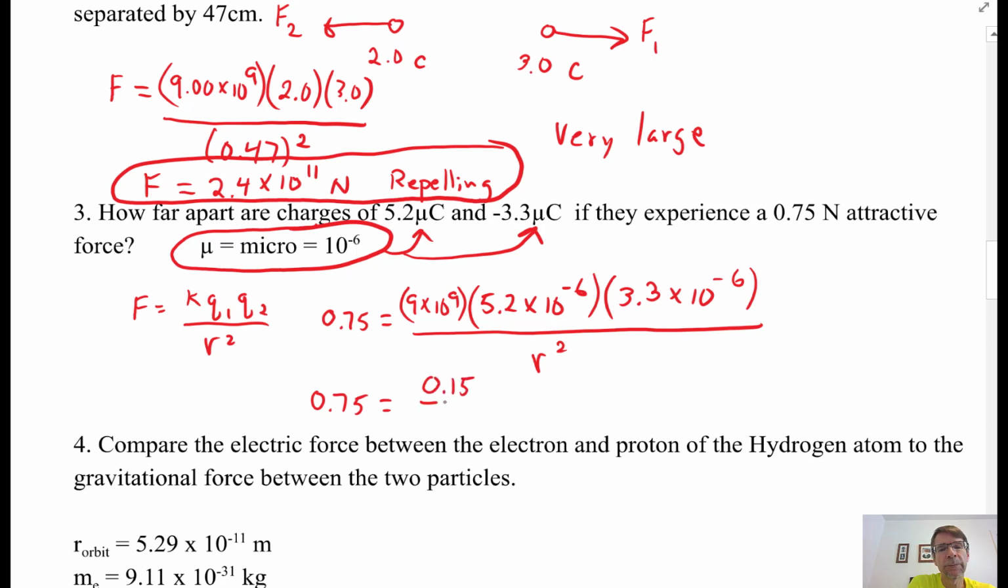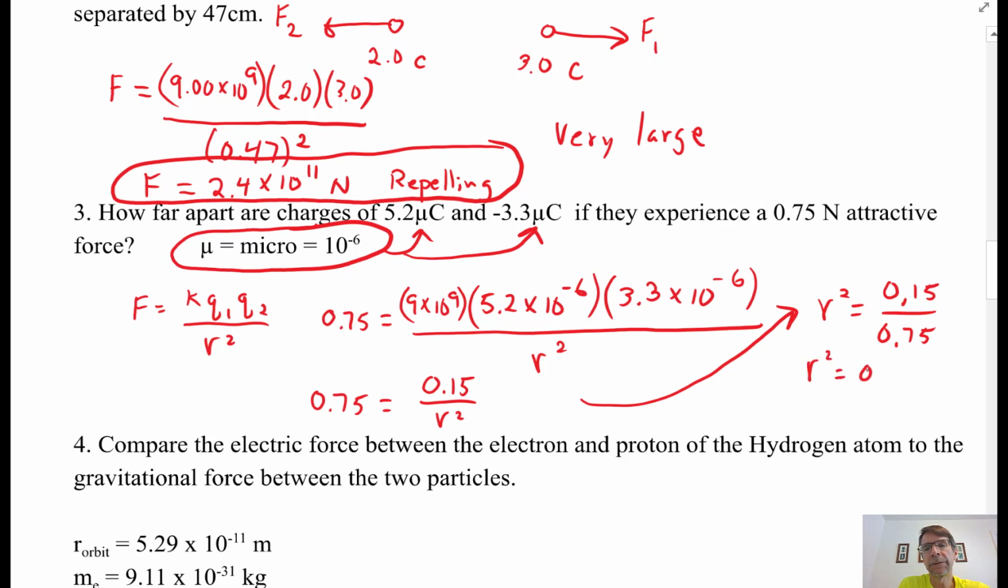0.15 over r squared. And then if you switch things around, I'm going to go over to the right here and just keep doing the algebra. That means that r squared equals 0.15 divided by 0.75. That's algebraically equivalent. You can divide that, you get r squared equals 0.20, and then you take the square root of both sides, you get r equals 0.45 meters is how far apart they are. That's 45 centimeters. So there we go. That's how far apart those two are.